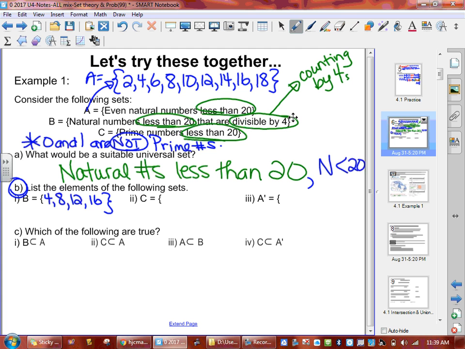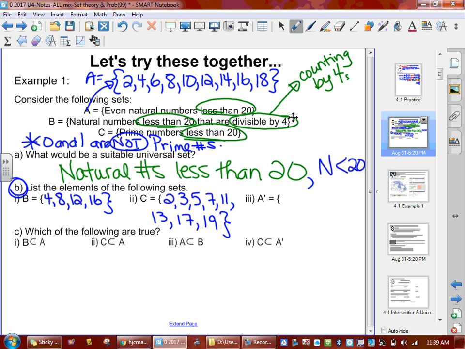So, our first prime number then is 2. Then 3. Then 5. 7. 11. 13. 17 and 19. We have 8 numbers in our set.